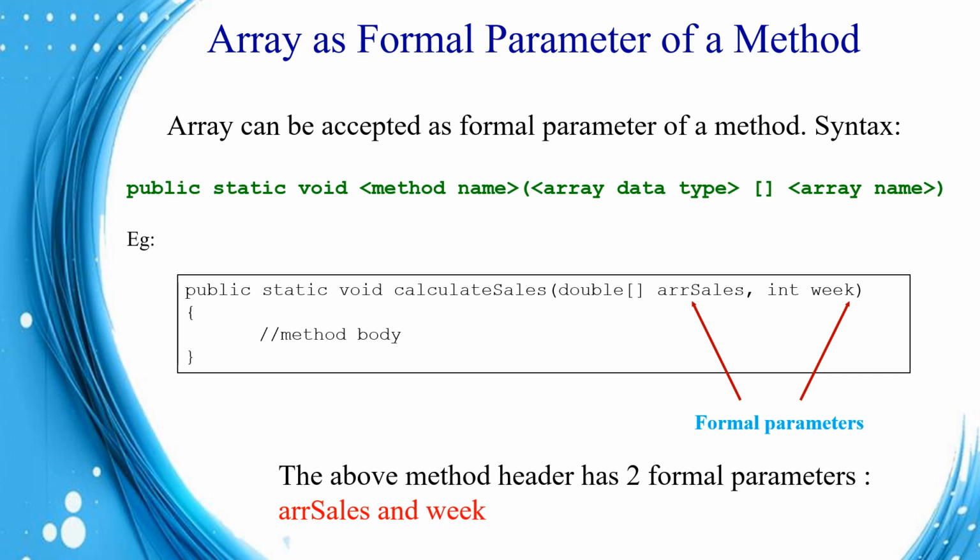within the brackets. As it is an array, we will use the square brackets. We write the array data type, square brackets, and the array name. We can also place the square brackets after the array name instead of after the data type. In this example, we have public static void calculateSales(double[] sales, int week). This method has two formal parameters where array sales is an array of type double and week is type int.